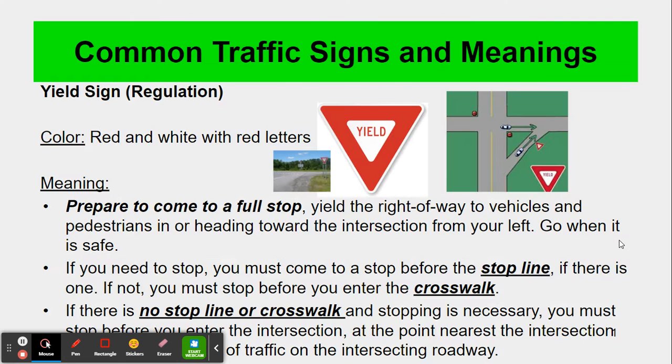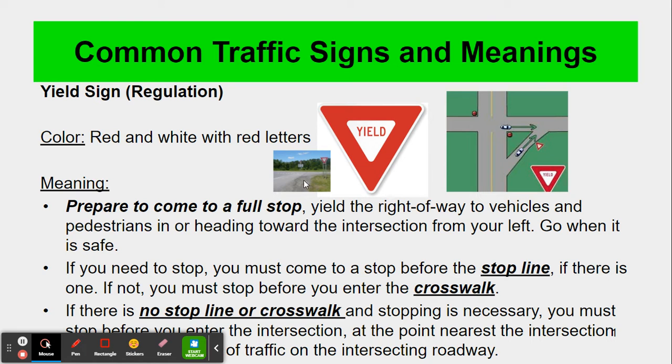Here we go. Okay, common traffic signs and meanings. So we have yield signs, regulation signs, right? A yield sign is a regulation sign. It's going to be at a place where you are going to be merging in with other traffic. Sometimes there's a warning sign that comes before it telling you that you're going to be merging in with other traffic.